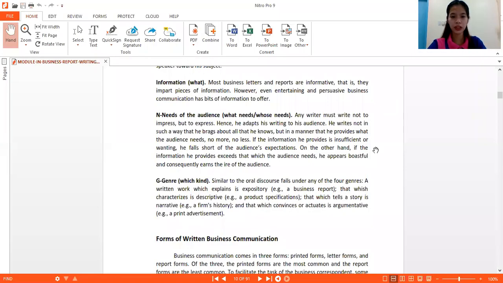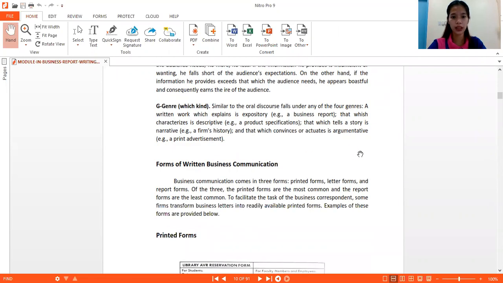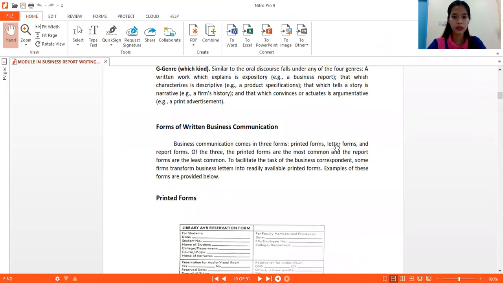Okay, let us move to the other form of business communication, which is the written business communication. So, business communication comes in three forms: printed forms, letter forms, and report forms. Of the three, the printed forms are the most common and the report forms are the least common. Facilitate the task of the business correspondent. Some firms transform business letters into readily available printed forms. So here's an example of readily available printed form.